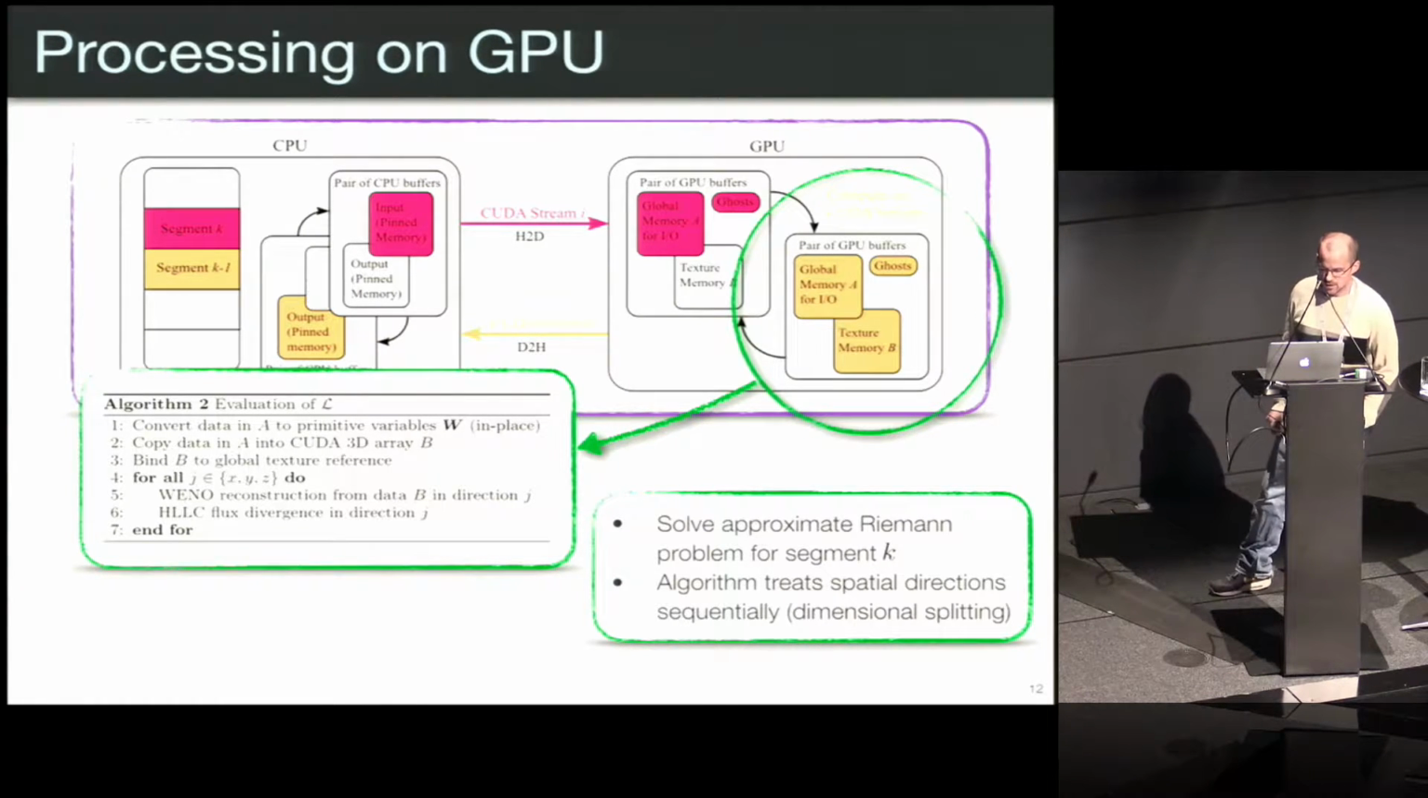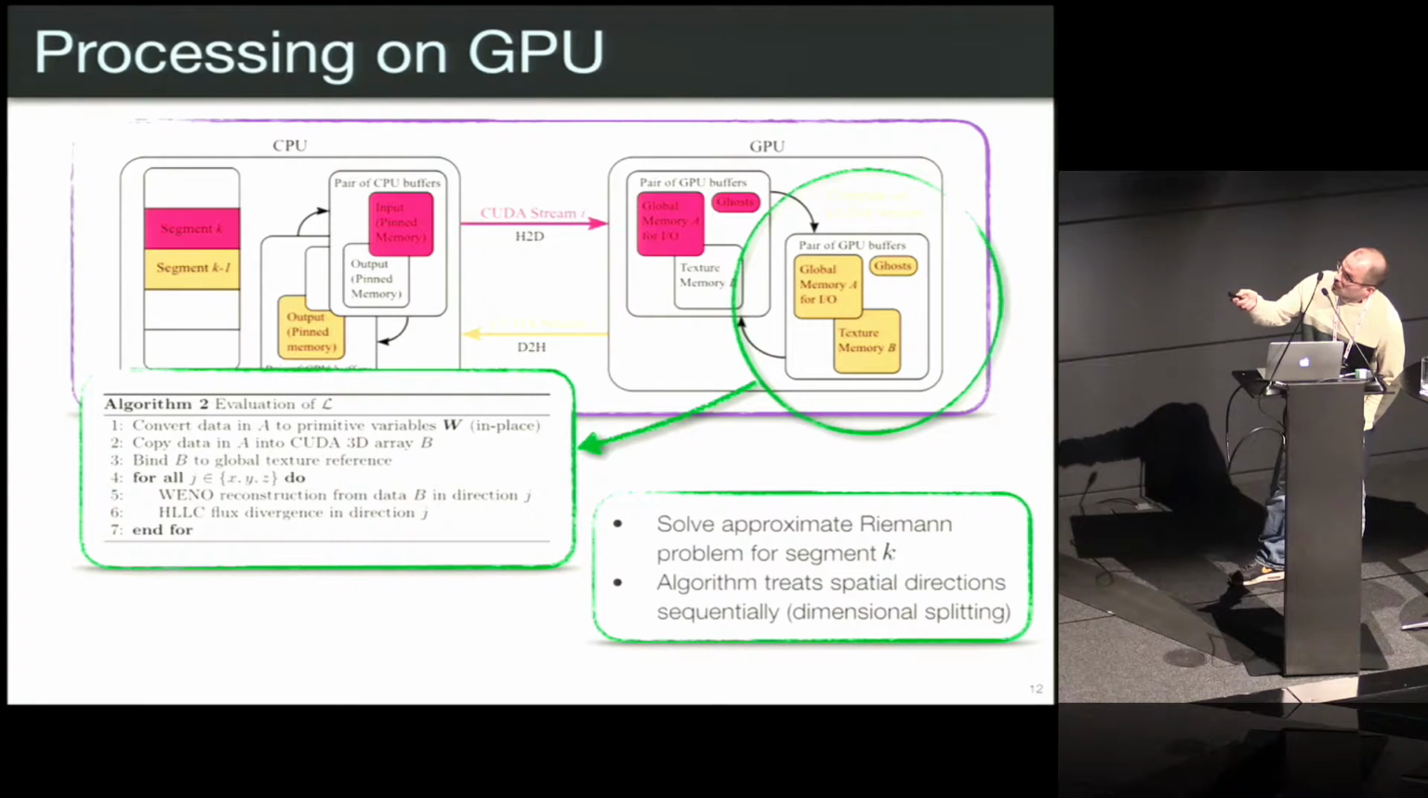So we start in the first step to convert the data from conservative variables to primitive variables. We're doing this in order to avoid spurious oscillations in pressure when we do the WENO reconstruction. The second step consists of copying the data in the global memory array A into a texture region, which we bind to a global texture, which we then use for the stencil inputs, and then we process each of the 3 spatial directions sequentially, which is basically a dimensional splitting.